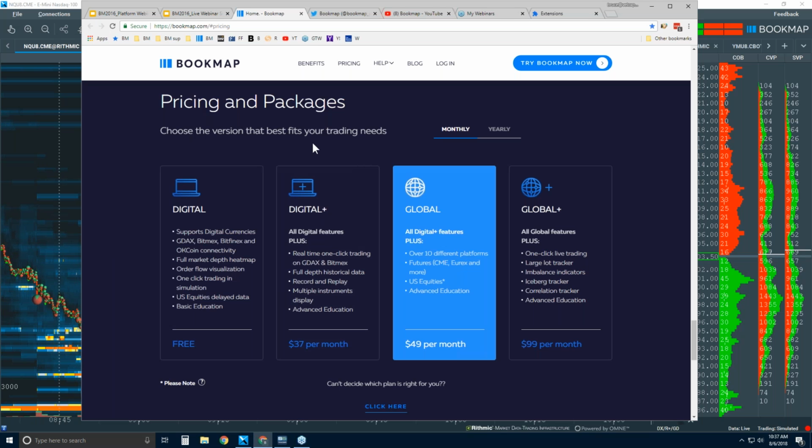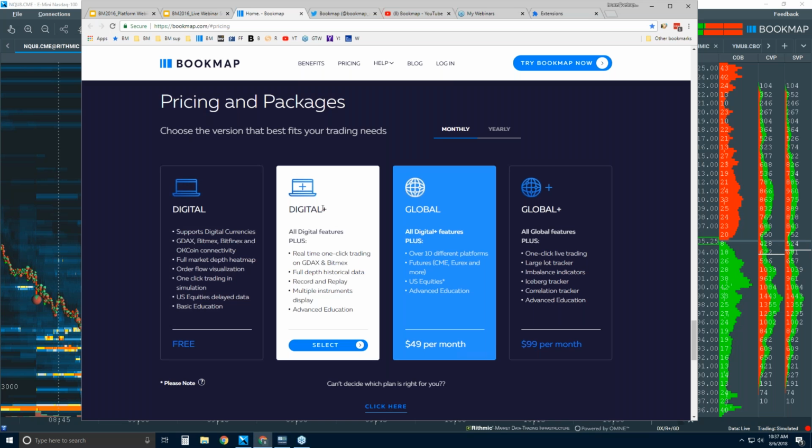All right, so that's the digital version. You only get basic education and limited support as well. With the Digital Plus version, you get full education and full support. You can connect to up to 20 different digital currency exchanges. You can record and replay your data, and you can trade right from the Bookmap chart into a live GDAX or BitMEX account. That's what you get with the Digital Plus version when you subscribe.